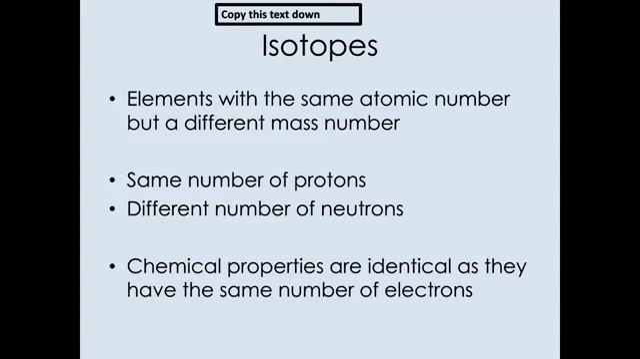So isotopes are elements with the same atomic number but a different mass number. But in an exam, it's better to write it as isotopes are atoms that have the same number of protons but different number of neutrons. So this is the better definition here.